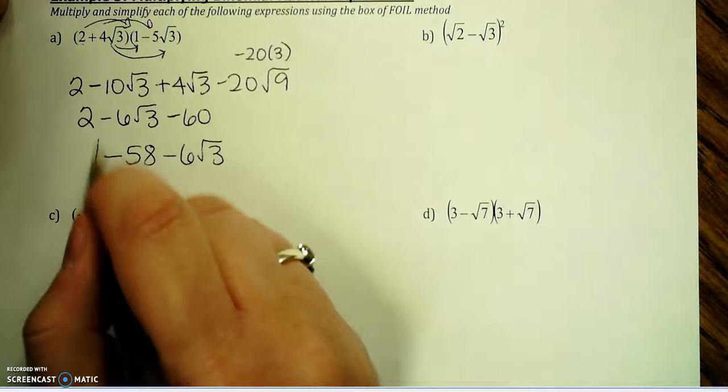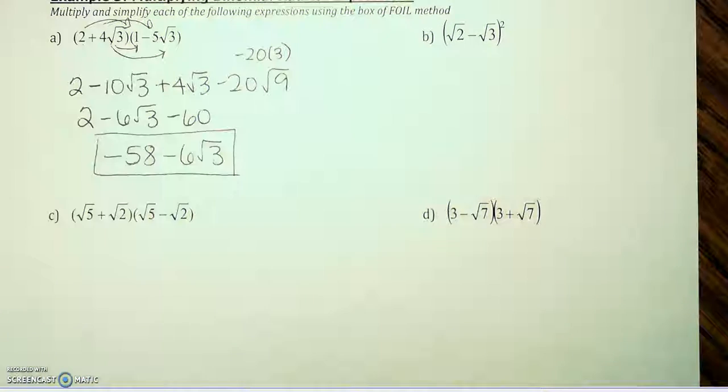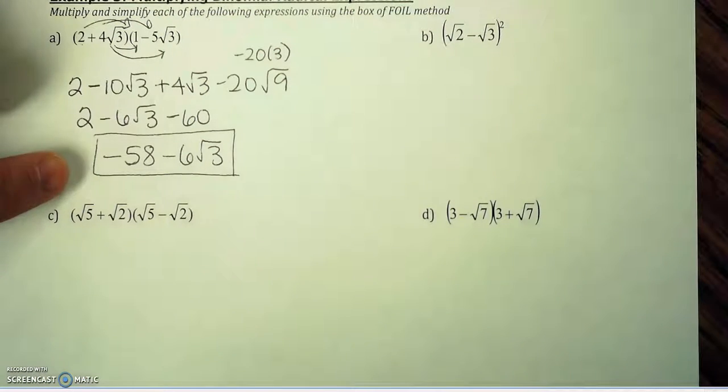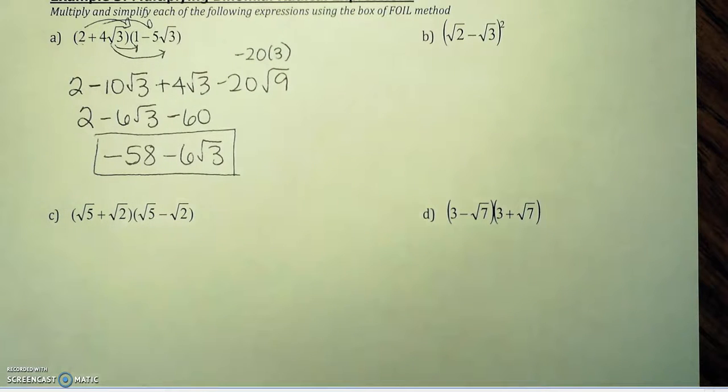And typically, if you do a problem like this, you're going to put any number that doesn't include a radical, like the negative 58 here, you're going to write that first. And the only reason we do that is just so people don't get confused and think that maybe we're subtracting 58 under the radical. So if you have a plain number with no radical, try and write that first.